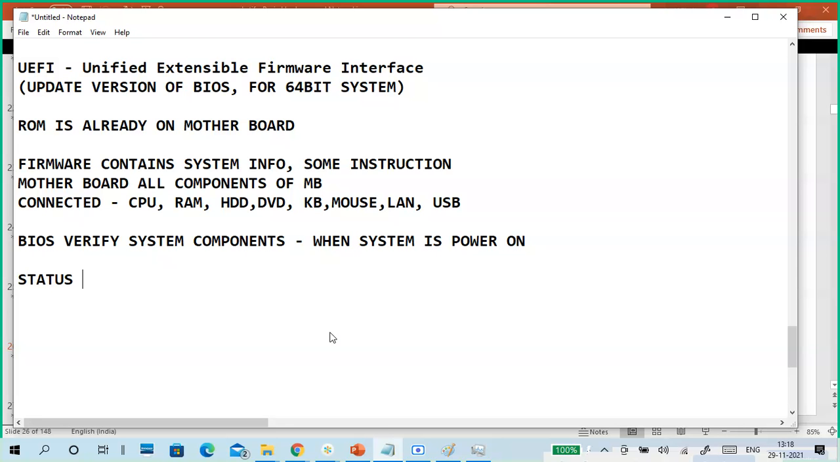That is called the status of each component. So that is called a status. BIOS verifies the system components and their status when the system is powered on.